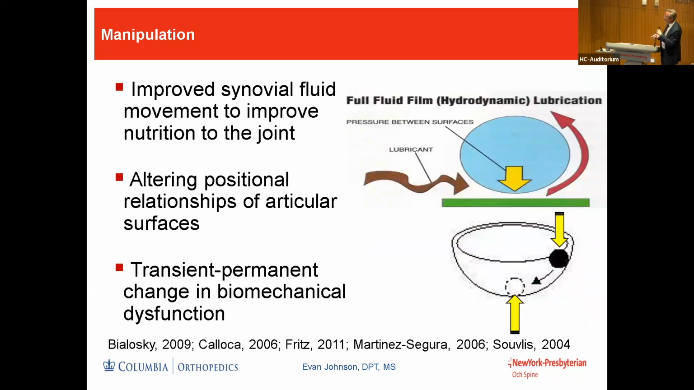Some other theories that have been proposed are improved synovial fluid movement, right? So if you can move the synovial fluid, you can then provide nutrition to a joint, right? Altering positions of articular surfaces, the relationships, and transient or perhaps permanent changes in biomechanical dysfunction.